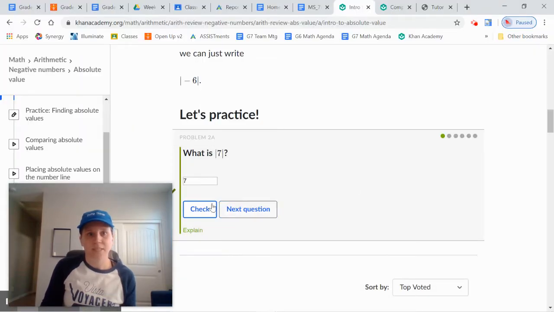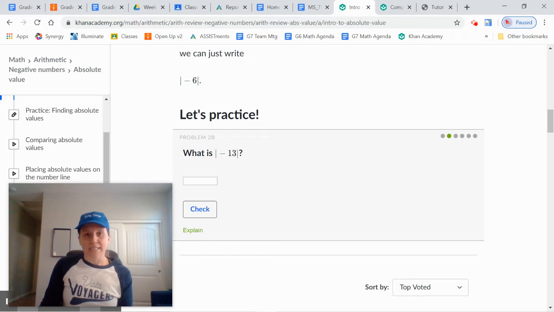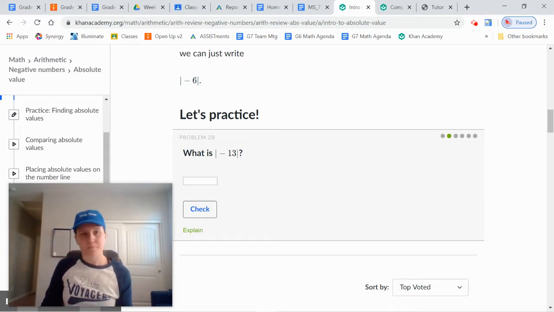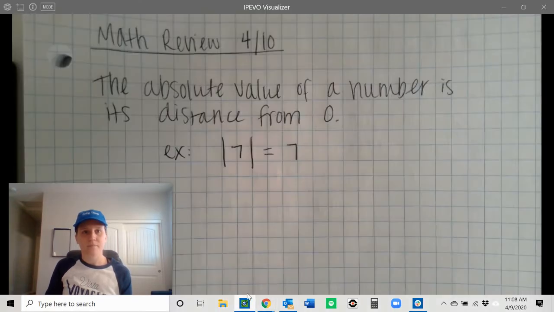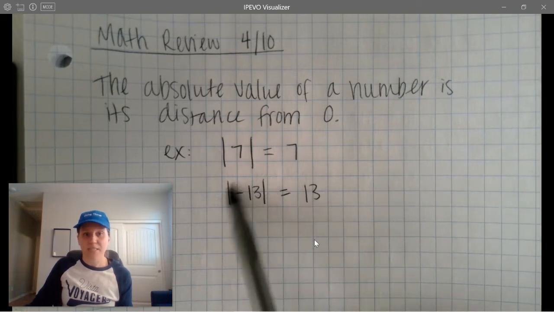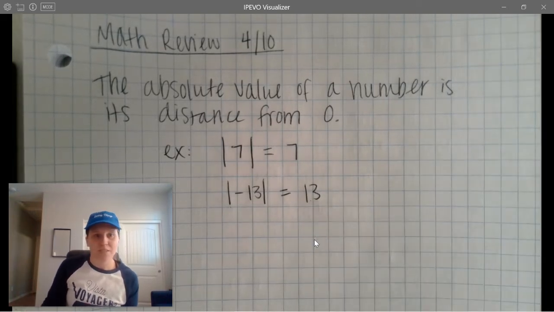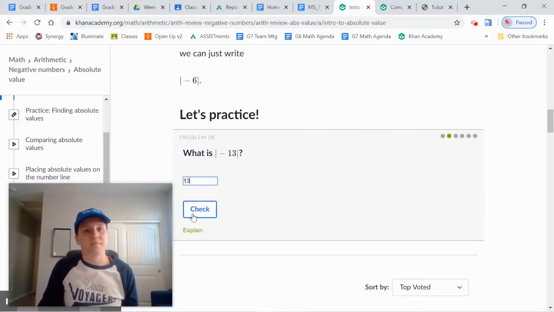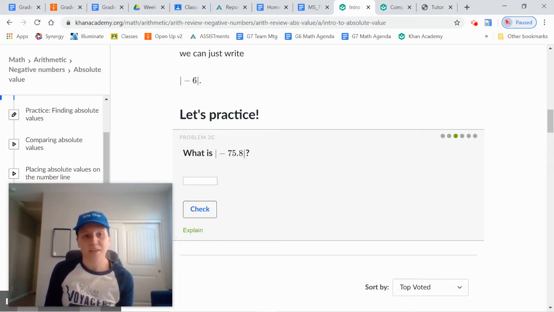Okay, let's try another one. What is the absolute value of negative 13? Go ahead and write this question on your paper. Okay, check your work with mine. The absolute value of negative 13 is 13. That's because negative 13 is 13 spaces away from 0. All right, last one we'll practice here. What is the absolute value of negative 75.8? Go ahead and write that one down on your paper.